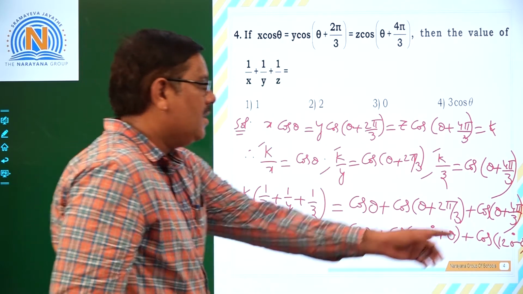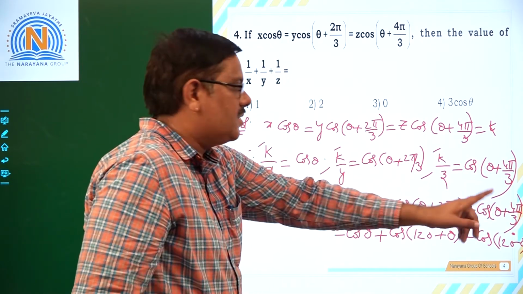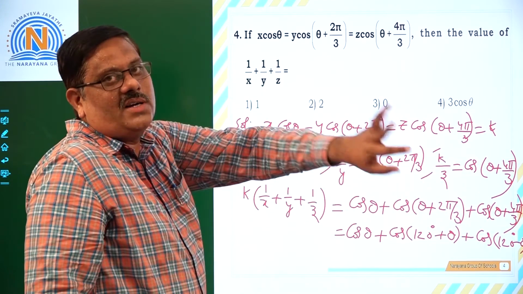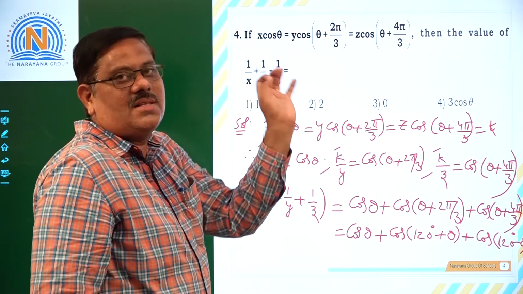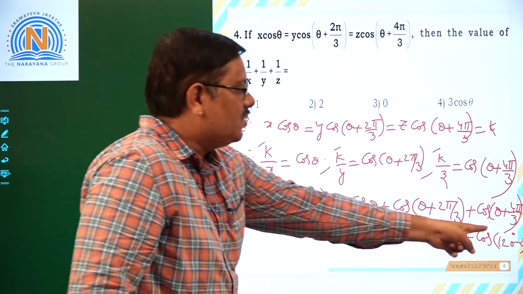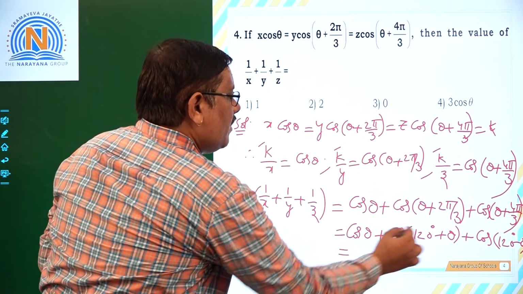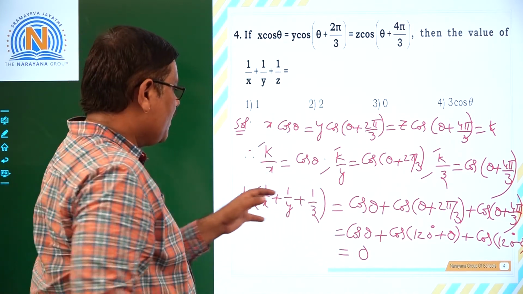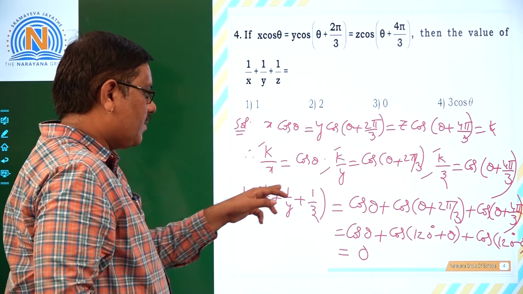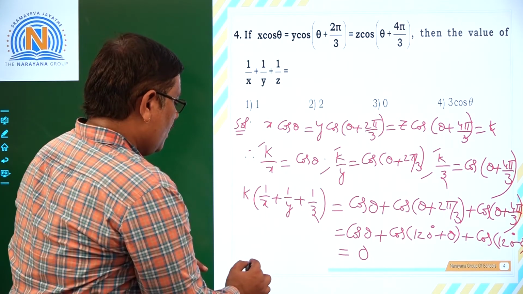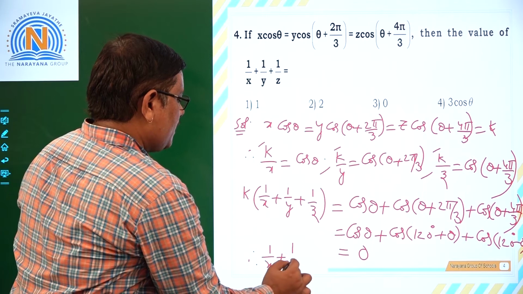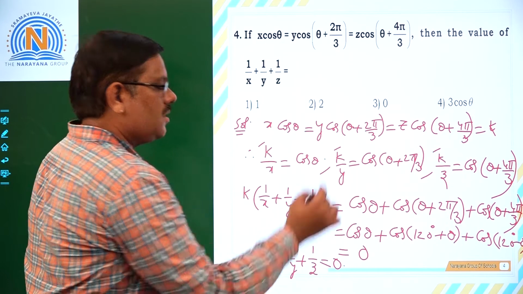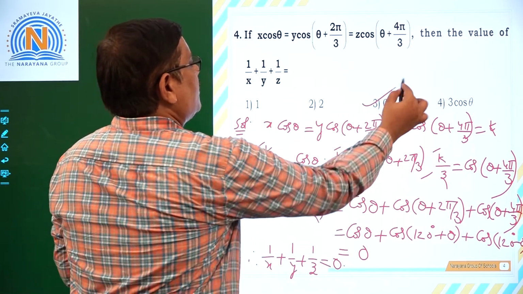How can you say that? 4 pi by 3 means 240 degrees. 240 degrees plus theta, I can write as 360 minus (240 degrees plus theta), since cos theta and cos(360 - theta) are the same. Using that, I can write it. Why should I do that? Because this result is nothing but 0. Just now we have proved it in the first question. Therefore, k times (1 by x plus 1 by y plus 1 by z) is 0. Therefore, 1 by x plus 1 by y plus 1 by z is 0 by k. That is of course 0. That is nothing but the third option for us.